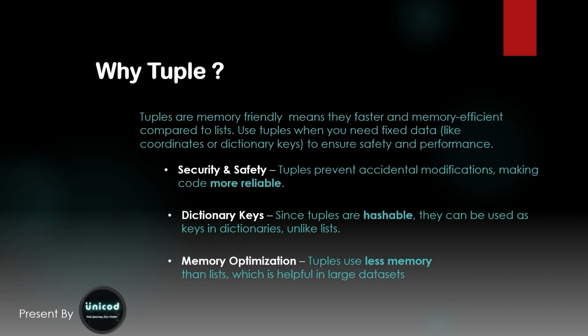And let's see some other things, like security and safety. As I said, tuples prevent accidental modifications, making code more reliable. And dictionary keys: since tuples are hashable, they can be used as keys in dictionaries, unlike list. What is this hashable? We will talk about this in this video itself. And memory optimization: tuples use very less memory than list, which is helpful when we are dealing with large data sets. So since we know why tuple, let's see practically how to create a tuple and what the methods are that we need to know about tuple.